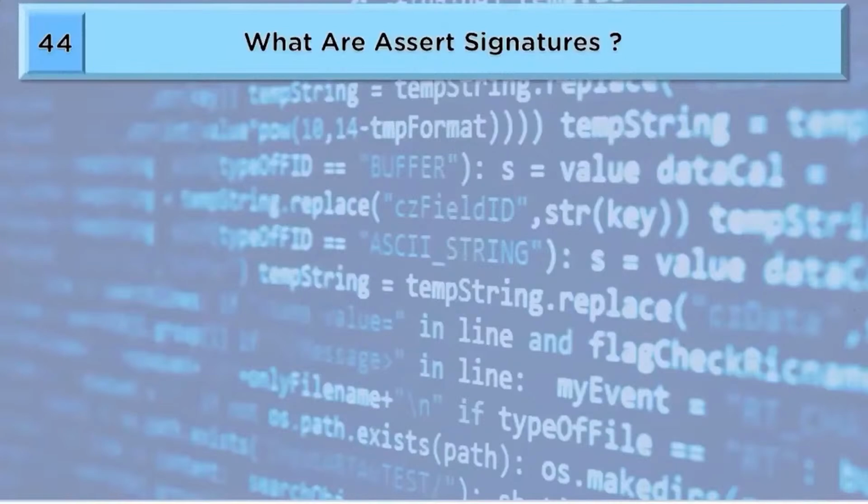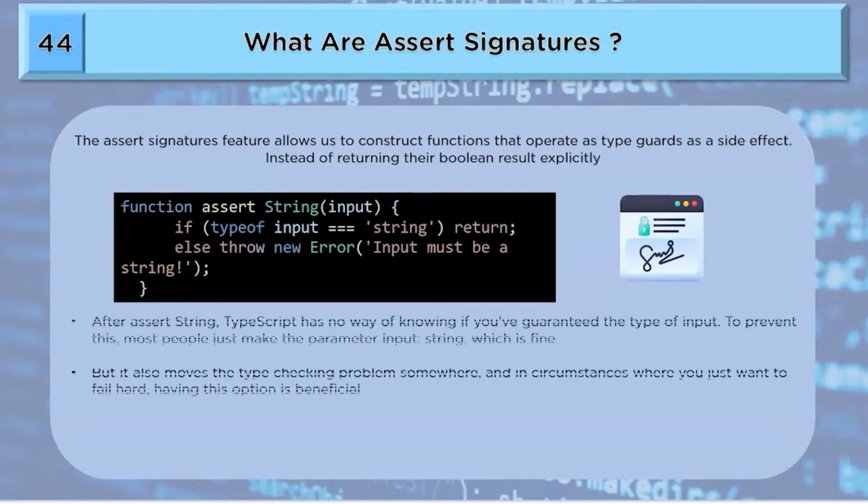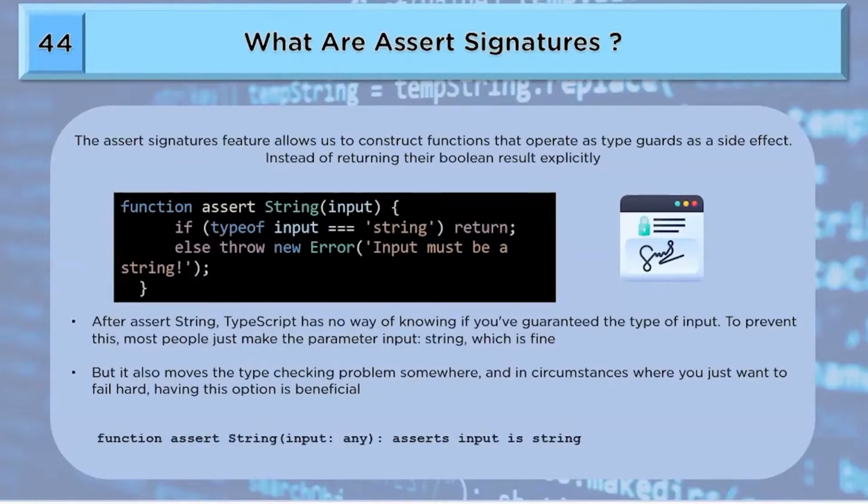What are assert signatures? The assert signature feature allows us to construct functions that operate as type guards as a side effect, instead of returning their Boolean result explicitly. After assertString, TypeScript has no way of knowing if you have guaranteed the type of input. To prevent this, most people just make the parameter input a string, which is fine. But it also moves the type checking problem somewhere else, and in circumstances where you just want to fail hard, having the option is beneficial.